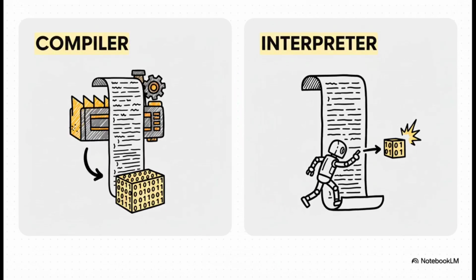But that human-friendly code still needs to get translated back into the ones and zeros the CPU can handle. And there are basically 2 ways to do that. A compiler is like a translator who reads an entire book and then gives you the fully translated version. An interpreter is more like a live translator at the UN, translating one sentence at a time.